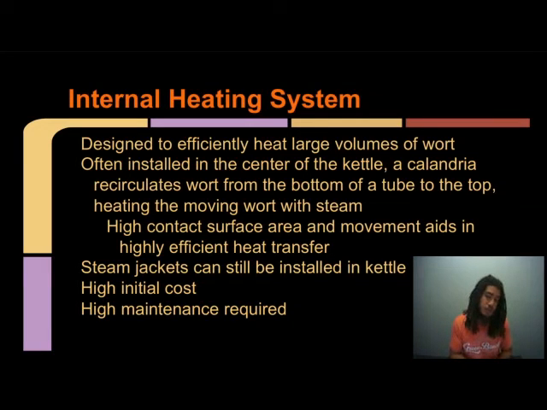By the time you hit about 20 to 30 barrels is when usually your engineer, the kettle designer, is going to say, hey, listen, you might be interested in getting an internal calandria, because not only will your boils happen faster, they'll also be a lot more efficient.